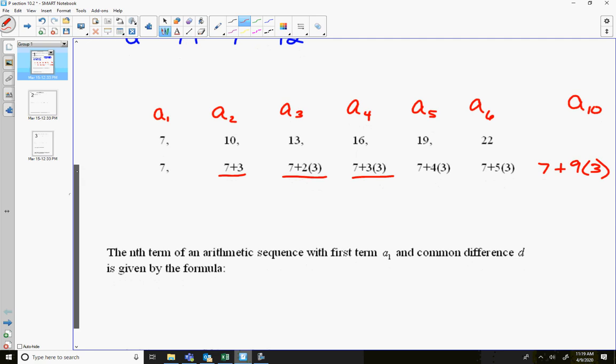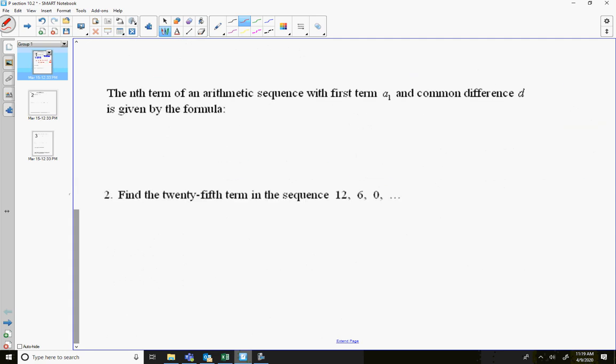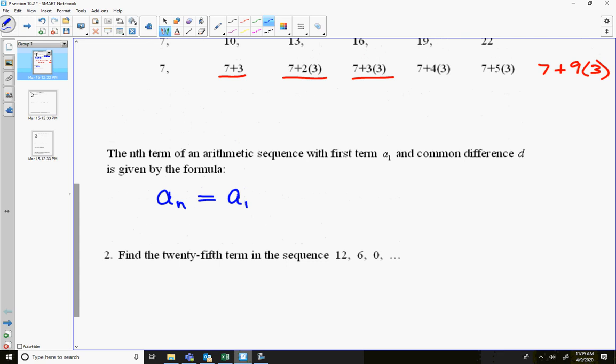following that same pattern. That leads us to the formula for the nth term of an arithmetic sequence. The nth term is simply the first term, which was the 7 in what we were doing here, plus n minus 1 times that common difference. The common difference was 3 up here, and for the 10th term we only wanted 9, one less. But that's your formula. You need to have that formula memorized. It is the formula for the nth term of an arithmetic sequence.